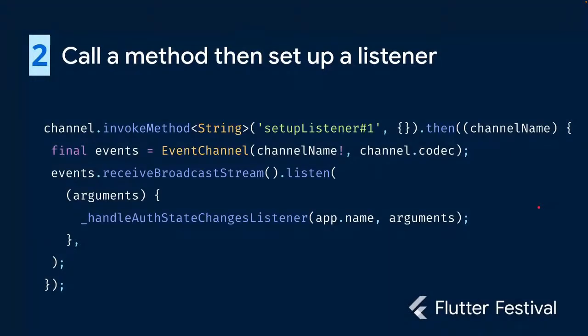So first I invoke a method on the native side to set up some listener, that is a method channel. And then I return a channel name. And based on that channel name, I define an event channel. And that event channel is going to receive the broadcast stream and listen to it. So this way, I make sure that I only subscribe and set up my stream on both sides when the user or the developer actually starts listening to it.